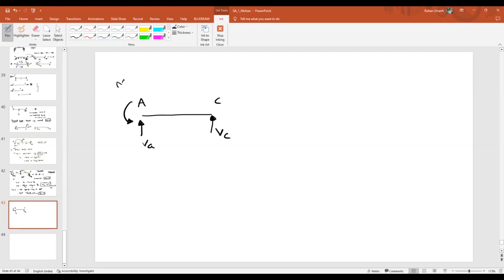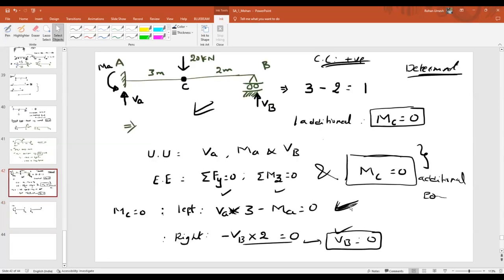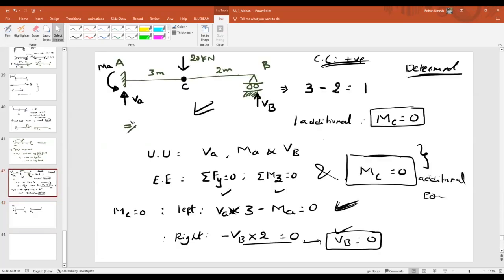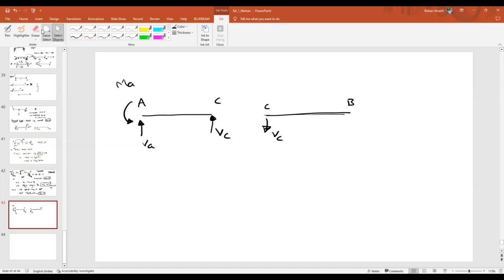And coming to CB, I don't know the value here, but as it is considered upward, I can call it VC. And I already know this reaction, right? What is the reaction here? VB. We got it as 0. As it is 0, no need to represent it, right? Is it okay? Now tell me, what about this additional force of 20 kilonewton? Where do I have to represent that force here in this case?